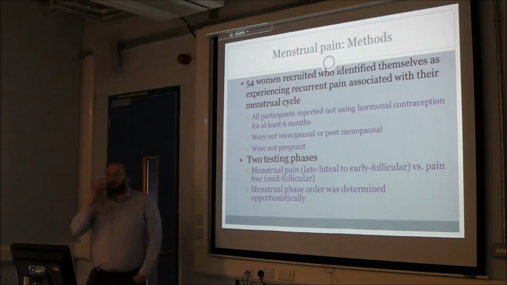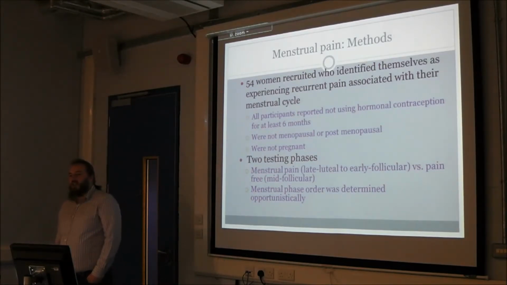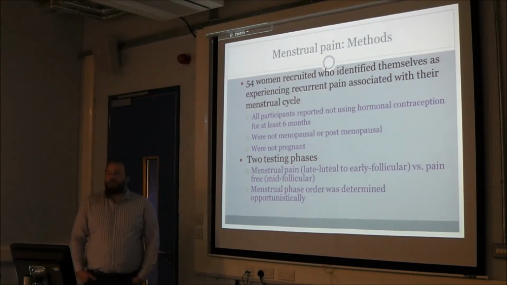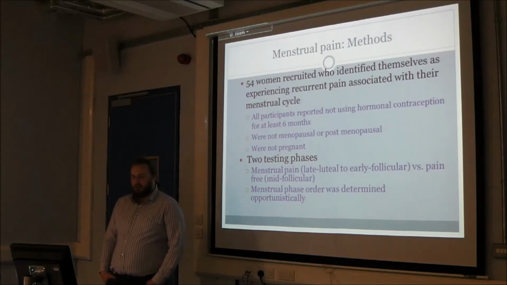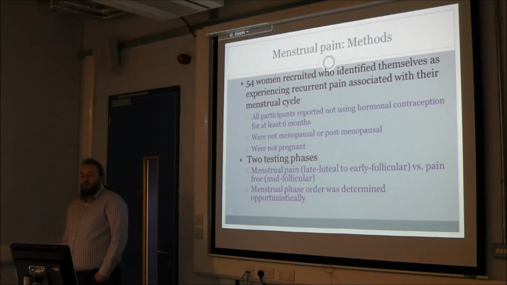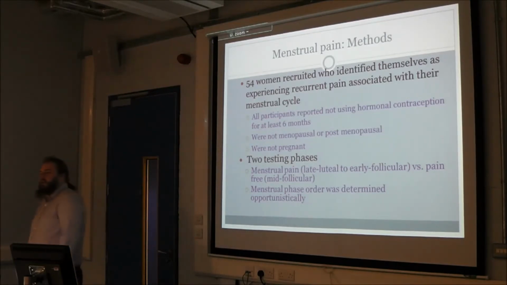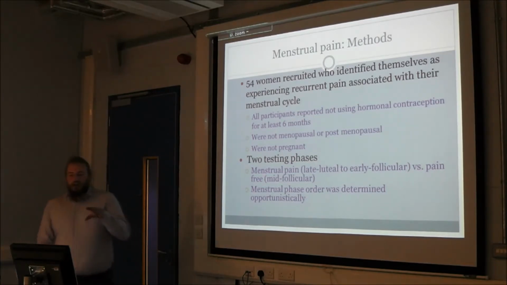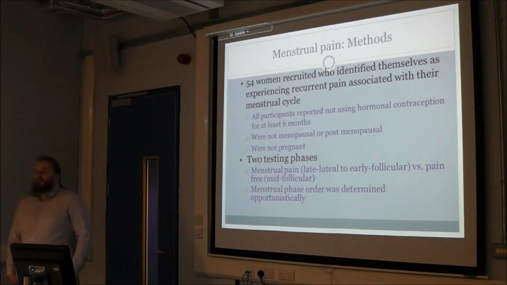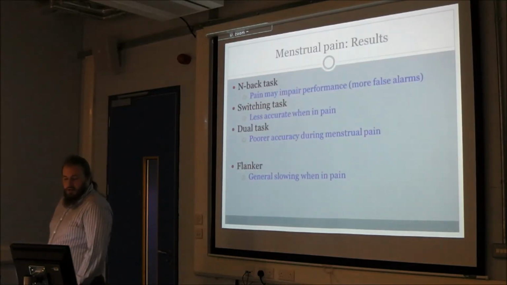And I'll come back and talk about that in a moment after I've talked about the menstrual study, which we've fairly recently finished collecting data on. This was actually collected by a research assistant down at Bath. So we got 54 women who identified themselves as experiencing recurrent pain associated with their menstrual cycle. We recruited only women who had not been using hormonal contraception for at least 6 months, who were not menopausal or postmenopausal, and were not pregnant. And we tested them twice: during the late luteal to early follicular phase, and the mid-follicular phase. We determined the phase order opportunistically. Rather than counterbalancing people, given that people are going to volunteer at fairly random stages during their cycle, we'll take them during the next study into one of these two, rather than entering proper experimental counterbalancing.